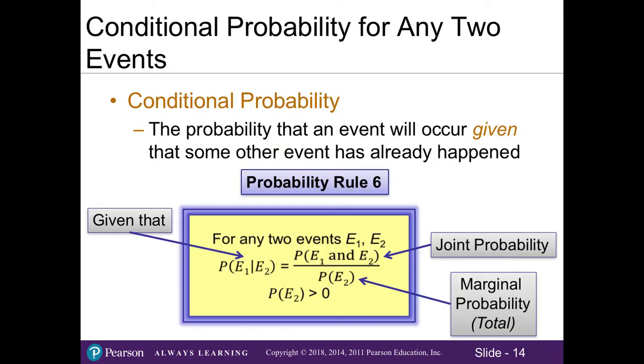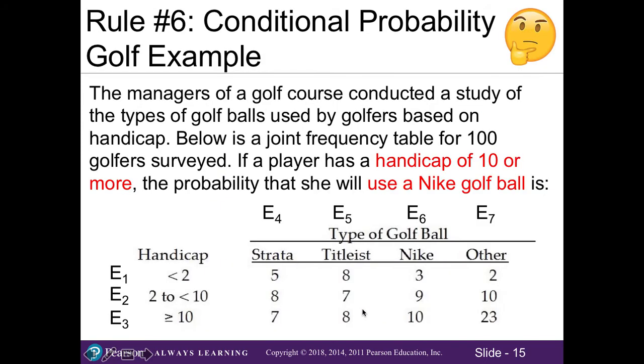Now, the conditional probability states that the probability of one event will occur given some other event has already happened. That means there's a connection between 2 particular events occurring. So it's written here where we have event 1 given event 2 occurring. And you'll notice that at the top, we've got the probability of both events occurring together. That's the joint probability. And then we divide it by the probability of our second event. That's known as the marginal probability. So let's look at an example.